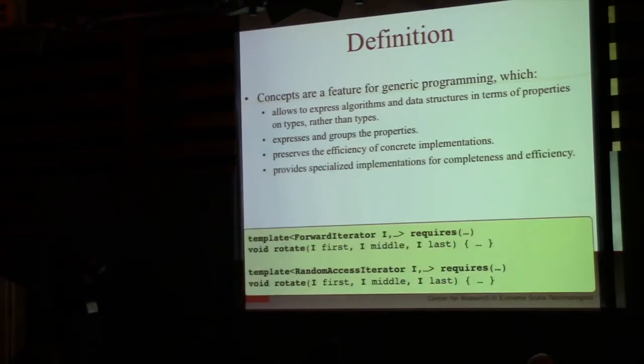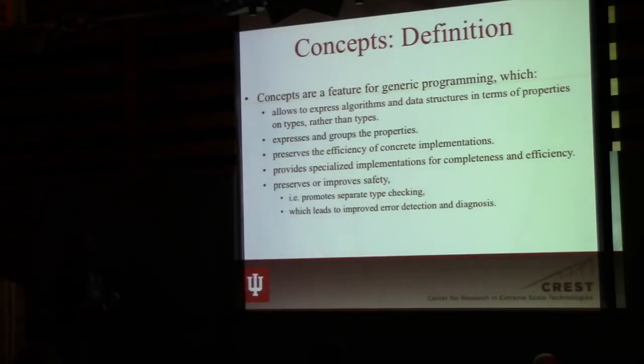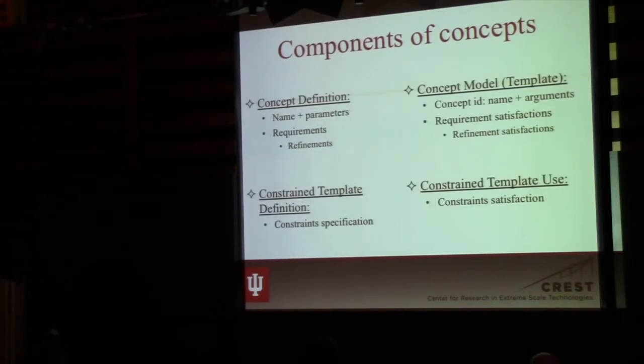Also, whenever it is possible to provide a specialized form of a given algorithm, maybe for greater performance, you should always make that available. First, define it and also make it available to the user. And what we just saw at the beginning of this talk is to preserve and improve safety, which brings us separate type checking as well as better error detection and diagnosis.